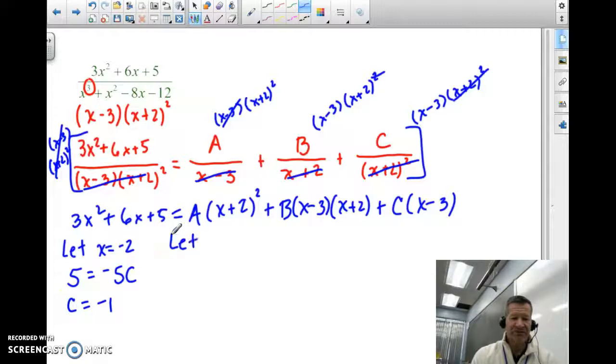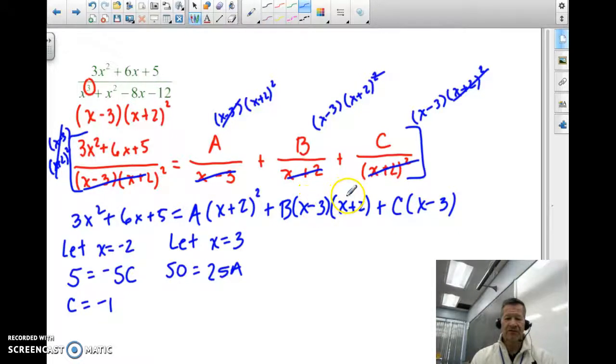Now I can let x equal 3. That's going to eliminate b again and c. Let's try that. 3 squared is 9 times 3 is 27. Plus 18 is 45, plus 5 is 50, equals 3 plus 2, 5 squared is 25a. And again, putting 3 in here, I get 0 times 5b, that's all 0, and 3 minus 3 is 0c. So dividing by 25, I find a is 2.